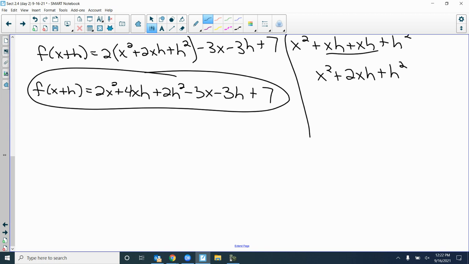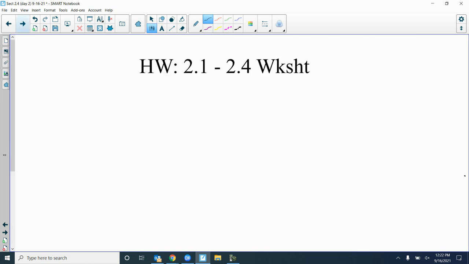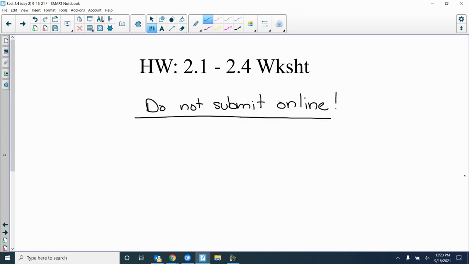All right, I want to get done early because I want to give you some time. Okay, you're going to get a worksheet over all of chapter 2, everything we've done. You're going to turn this in physically tomorrow. And I'm going to look at it for correctness, not just completion. Okay, so if you forget how to do something, you're going to have to go back in your notes. So do not submit online.